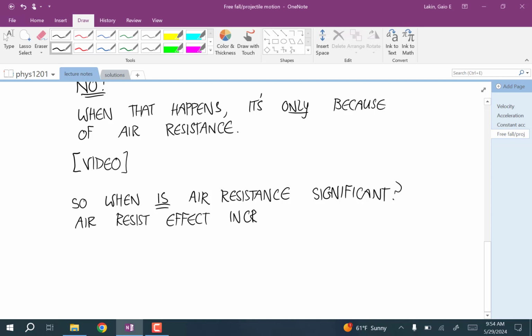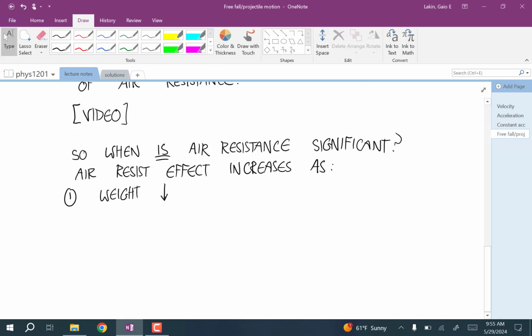as, first, the weight of the object goes down. I said in the common misconception that gravity doesn't make heavy things fall faster, but it is one of the things that determines the effect of air resistance, and that's why our intuition is wrong about the way gravity acts on different things.